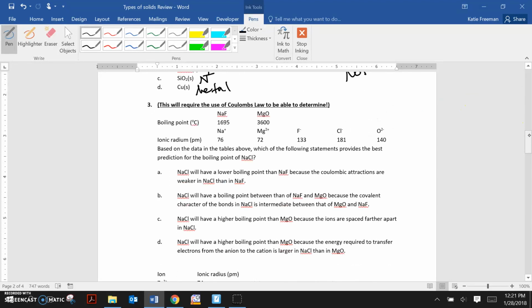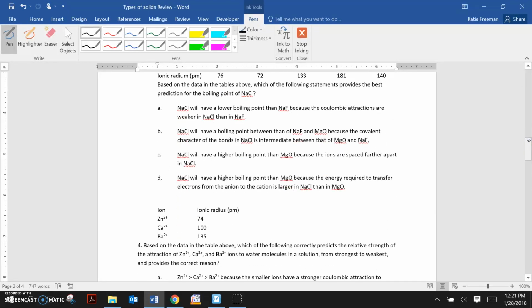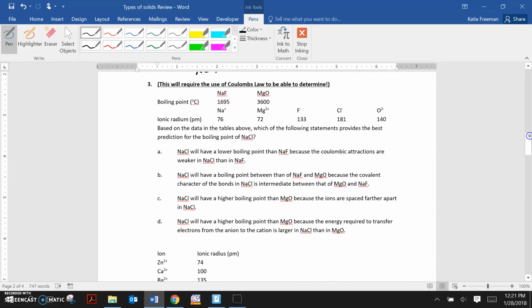Okay, 3. I made a note at the top of 3 for a reason. You need to use Coulomb's law. It hasn't just magically disappeared, even though we haven't talked about it recently. Based on the data above, which of the following statements provides the best prediction for the boiling point of sodium chloride? So, back up, rewind. Let's discuss this again. Sodium chloride is an ionic compound.